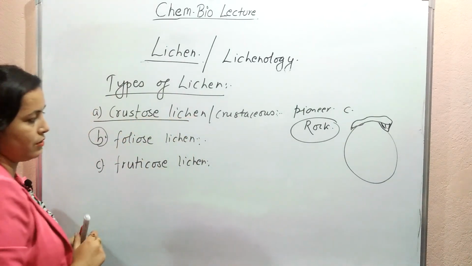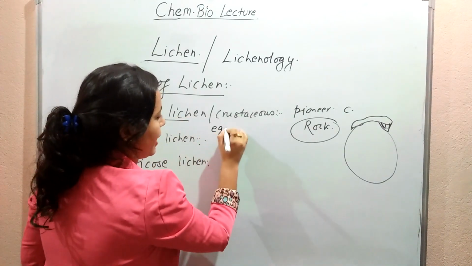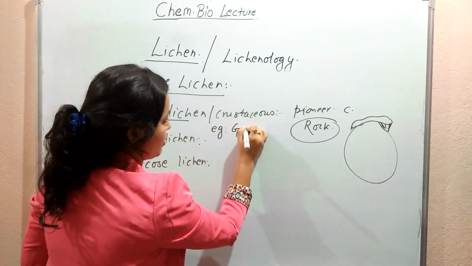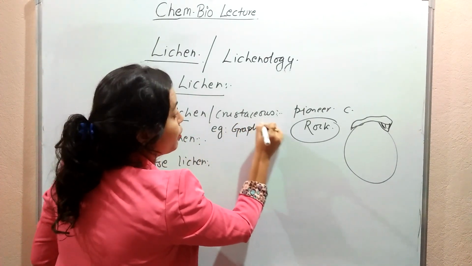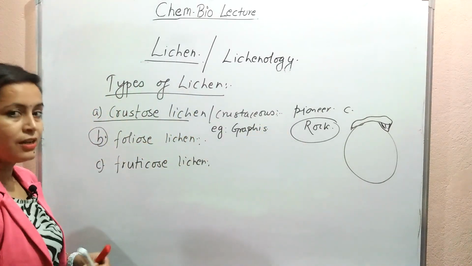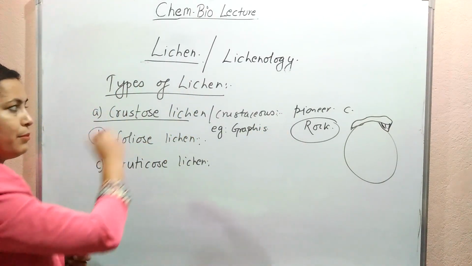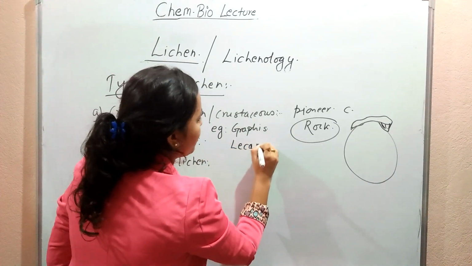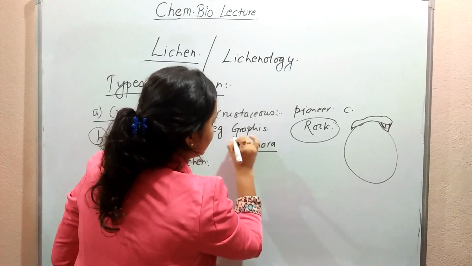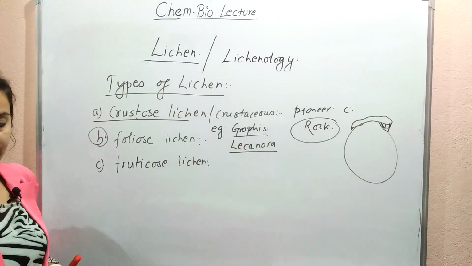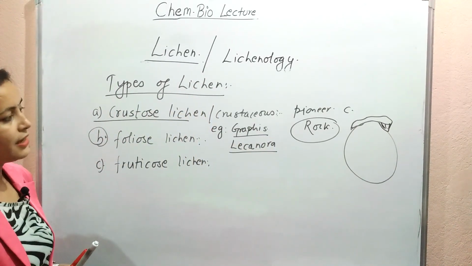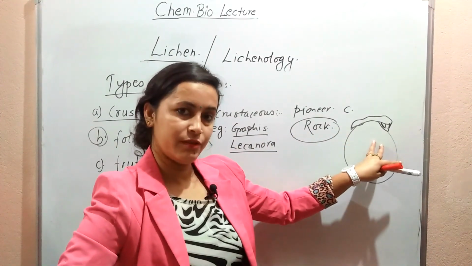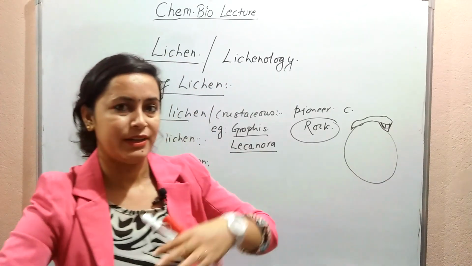Such kinds of lichens are called crustose lichens. I'm trying to write 2 examples of each of the lichens because it is very important. Yes, even in your board exams you will be asked. So graphis lichen is an example of a crustose lichen. Similarly, lecanora lichen is also an example of a crustose lichen. Graphis and lecanora, both of them are so embedded in the surface of a rock that you won't be able to separate them out.